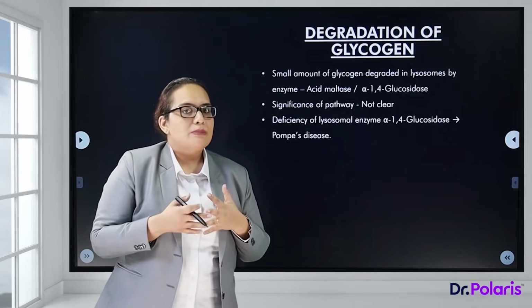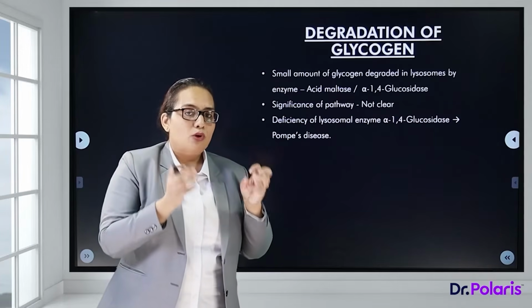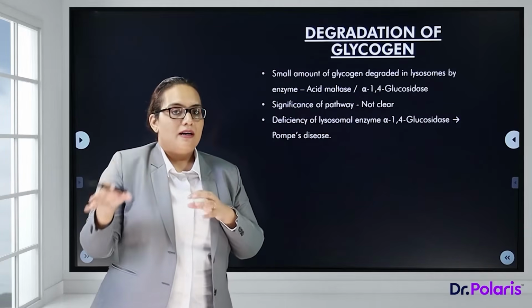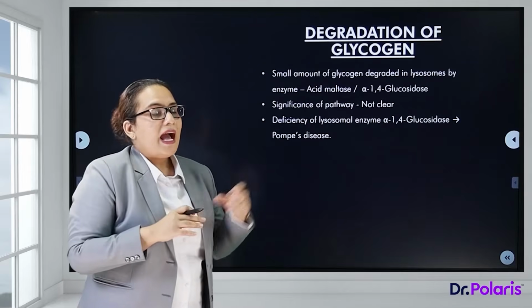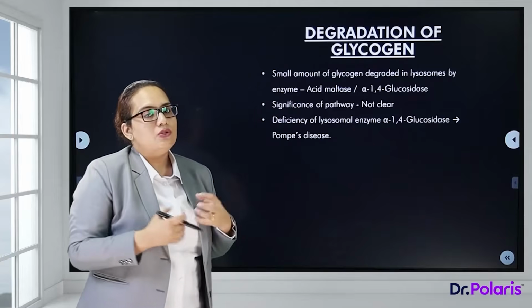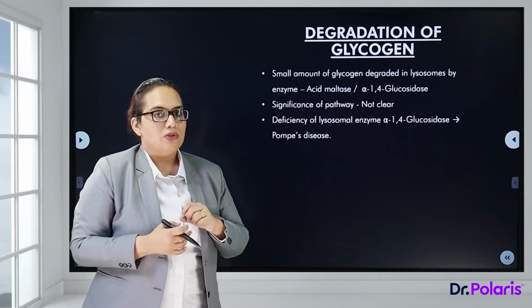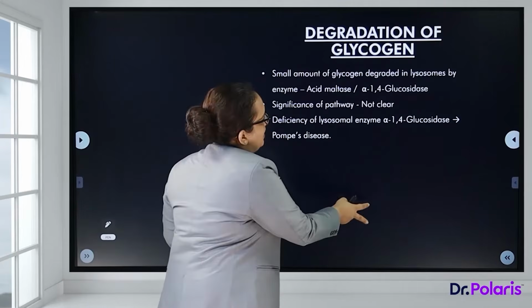Now, the significance of this pathway is not really clear. That's why it's not spoken about much. But yes, a small amount of glycogen is still degraded within the lysosome. And deficiency of that lysosomal enzyme leads to a disorder called Pompe's disease, which is an example of a glycogen storage disorder, which I'll be talking about a little while later.